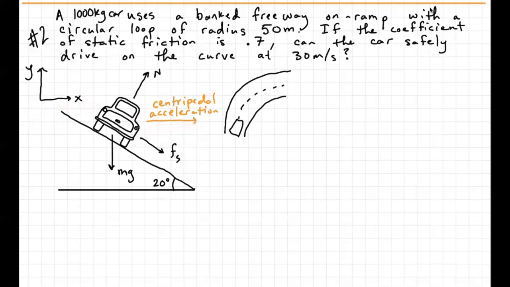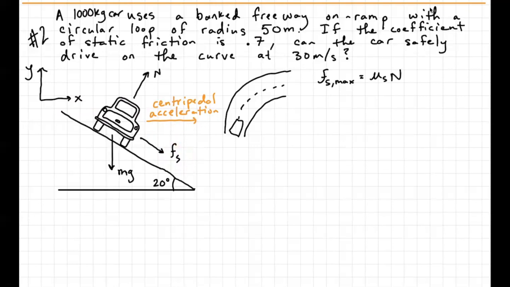So we're going to ask, if the car is driving at 30 meters per second, how much frictional force do we need to make that happen? And is that more or less than the maximum amount of frictional force that we can generate here? Remembering, same as in the last problem, that the maximum static frictional force will be mu s times n.